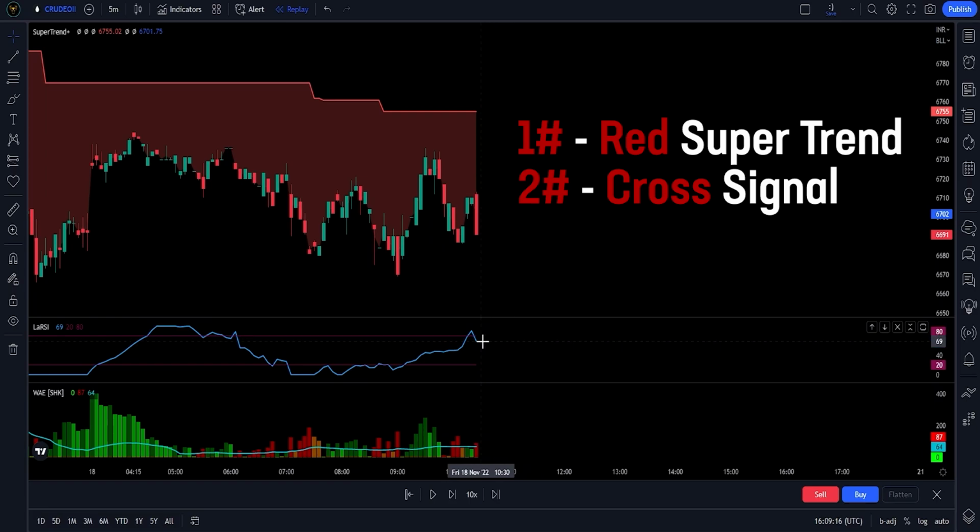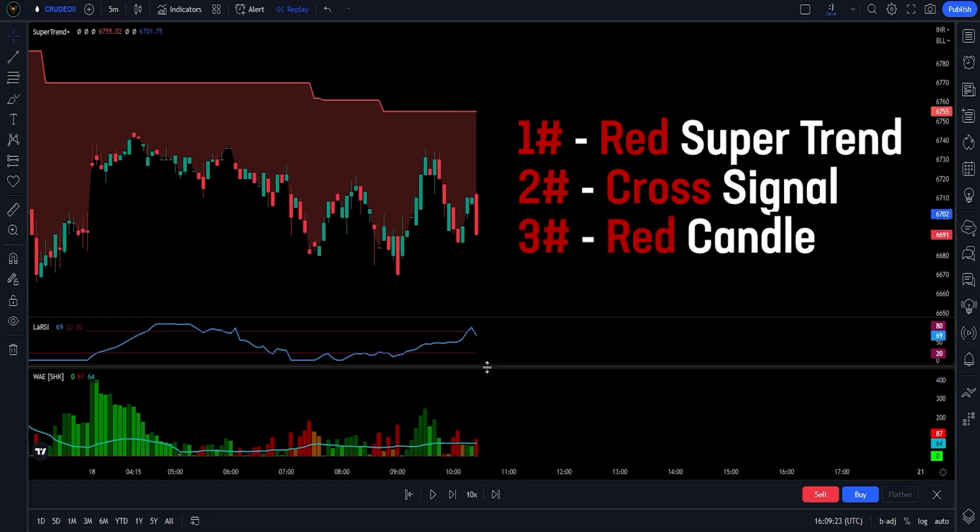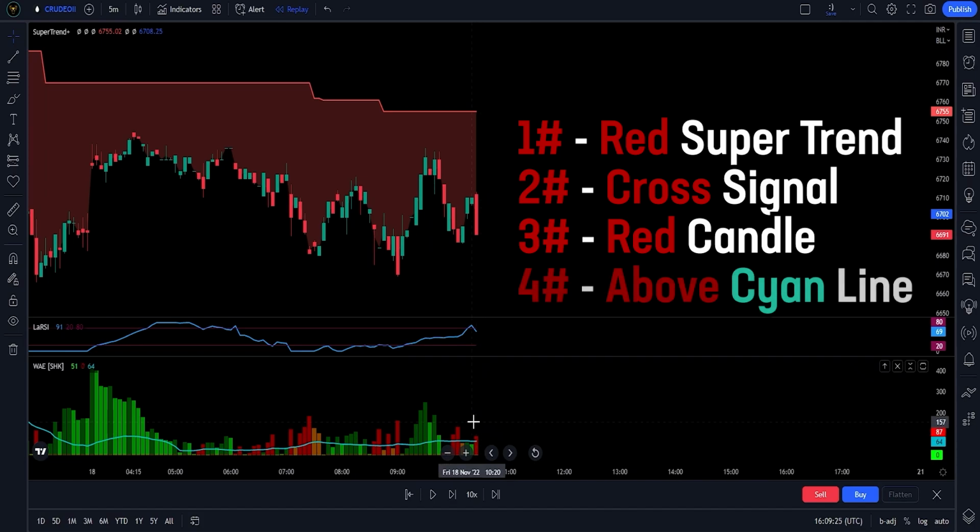Now, let's check our Waddah Attar Explosion indicator for our 3rd and 4th rule. Our 3rd rule says that the candle must be red colored, and our 4th rule says that this candle must also be above the explosion line, which is this cyan line. These 2 conditions are met, and so are our 2 previous conditions, so we can confidently enter a short position.